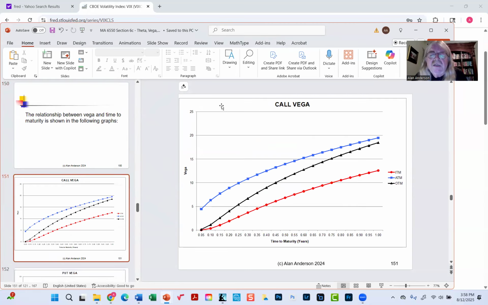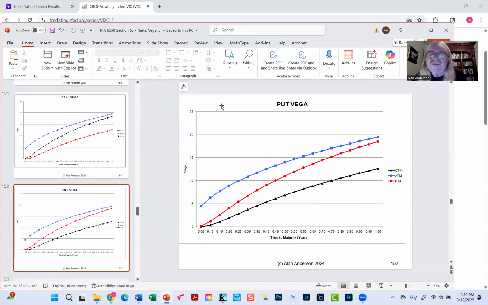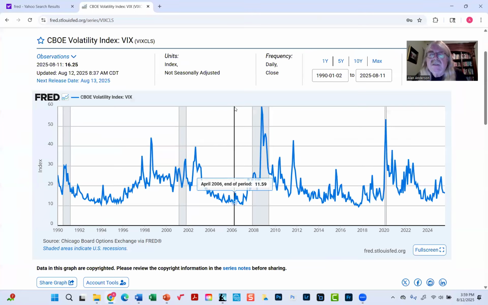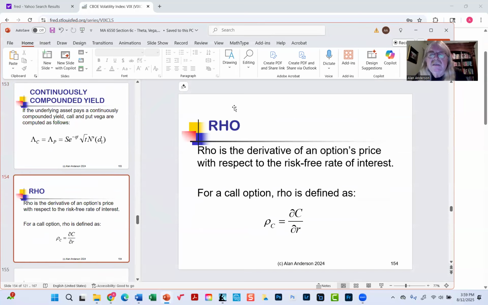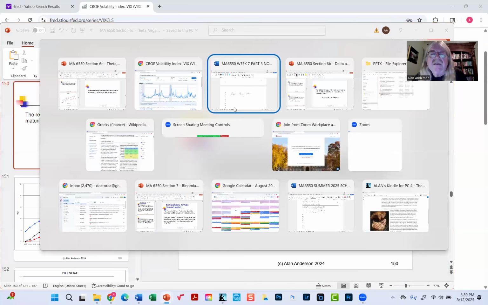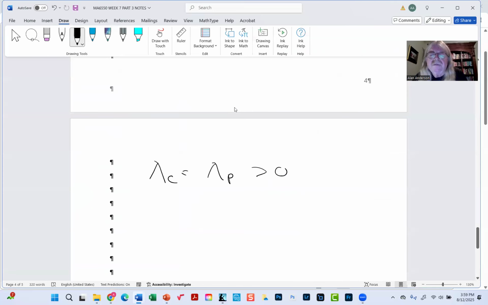But no matter what's going on, the vega converges to zero. So let's see. I think that's all we needed to say about all the vegas.